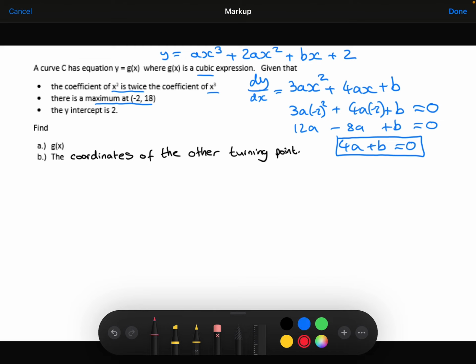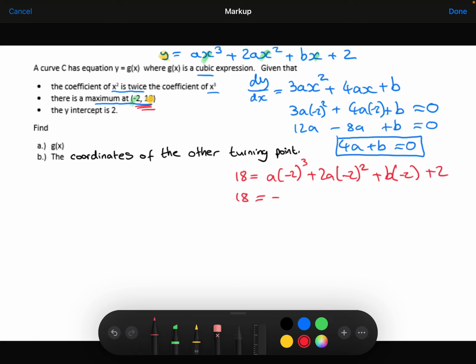The other piece of information, though, is I do know that when there is a maximum at minus 2, 18, so I know that the y-coordinate is 18 when the x-coordinate is minus 2. So if I substitute the 18 instead of the y there, and the minus 2 instead of the x there, so 18 equals a times minus 2 cubed plus 2a times minus 2 squared plus b times minus 2 plus 2.